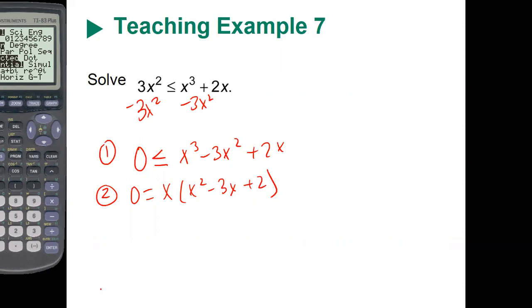Why did I factor out the x? Because it's a what? Well, it's a GCF, right? Greatest common factor there. Polynomial is correct.